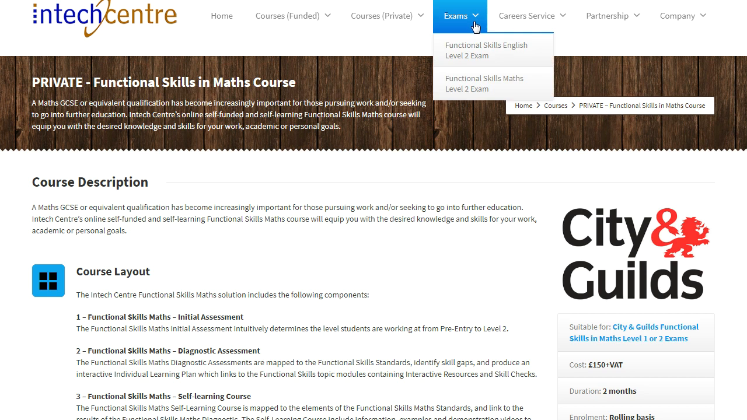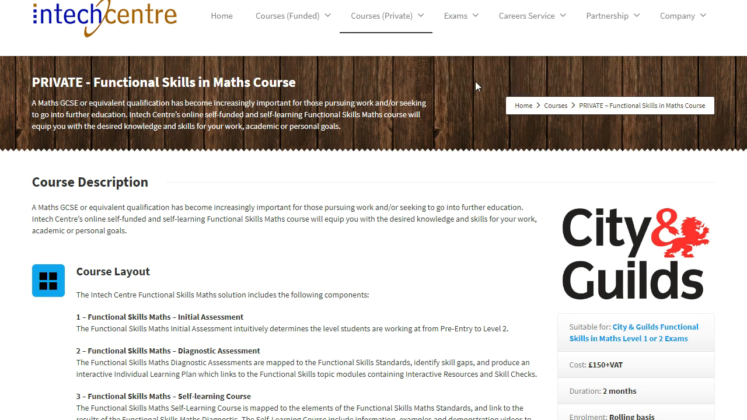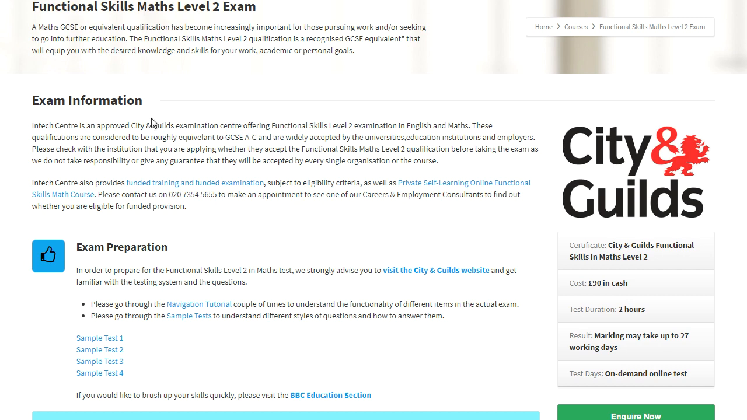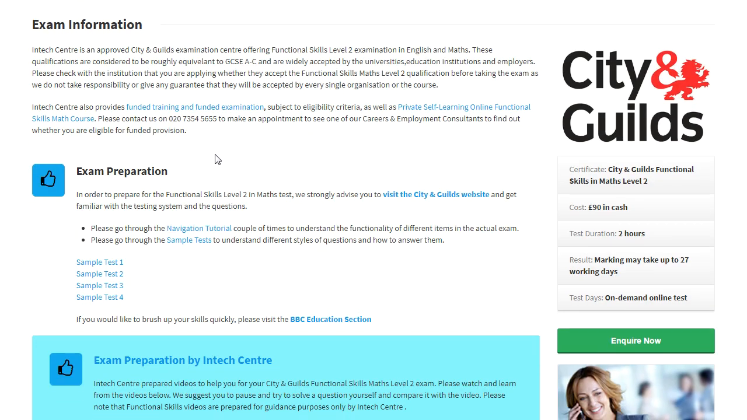If we scroll back up and we go on to exams, and then you click on Functional Skills Maths Level 2 exam, you will find on this page exam information. Further down, you'll find exam preparation information about this. On this page, you'll also find a navigation tutorial that will allow you to understand the functionality of the different tools that you will encounter in the actual exam.